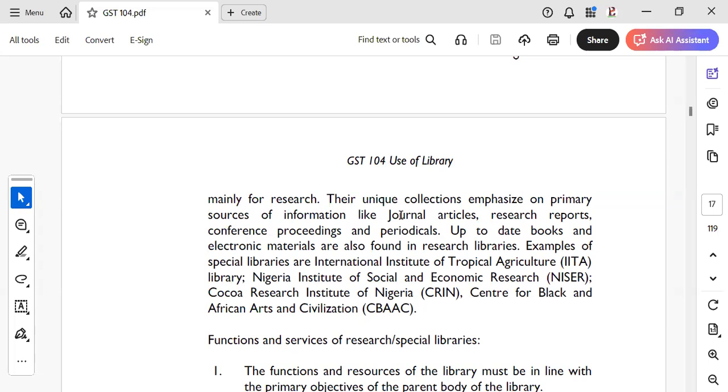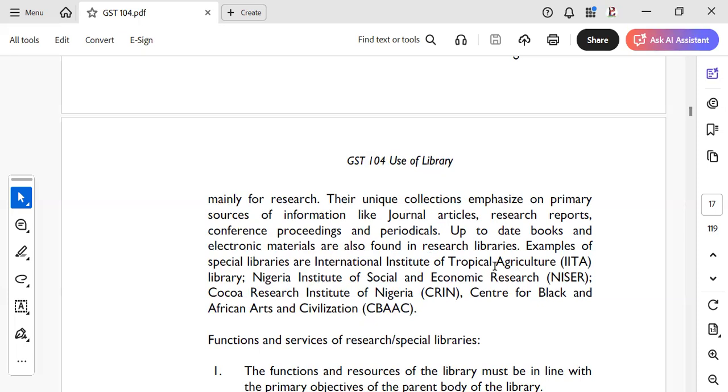So primary sources of information are journal articles, research reports, conference proceedings, and periodicals. We also have secondary, but these are primary. And then they have up-to-date books and electronic materials are also found in research libraries.